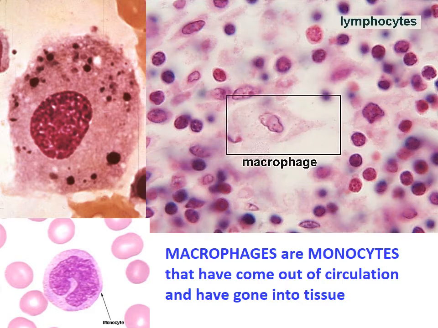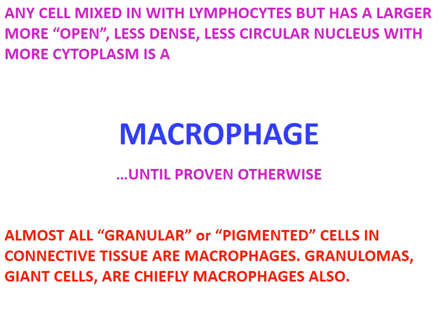Adjacent to that, you can appreciate a round central condensed nucleus and a tiny rim of cytoplasm. As we said, anything round in the tissue is a lymphocyte. And adjacent to that lymphocyte, the cells which are bigger, with different kinds of shapes and granular amphophilic cytoplasm, are macrophages. So macrophages are monocytes that come out of circulation and go into tissues. They are also called histiocytes. Any cell mixed in with lymphocytes but with a larger, more open, less dense, less circular nucleus and more cytoplasm is a macrophage until proven otherwise. Almost all granular pigmented cells in connective tissue are macrophages.